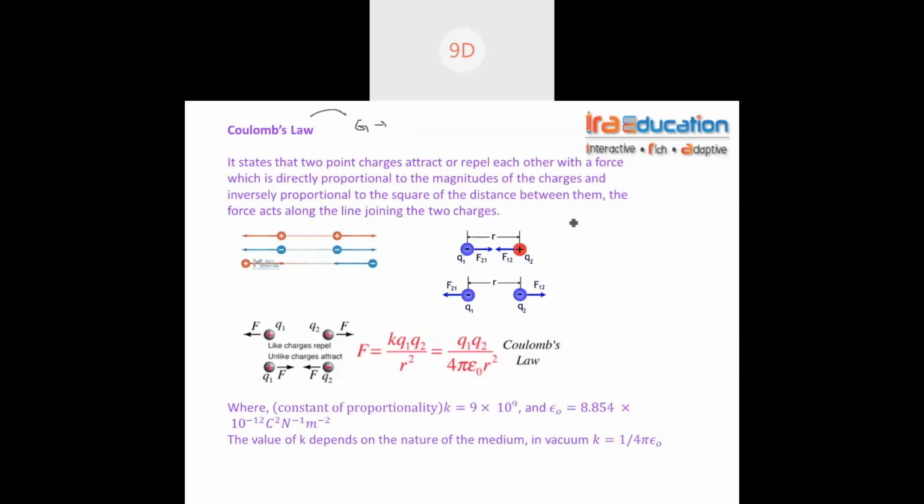If that's the case, then Coulomb is saying that the force between the charges is proportional to the product of the charges, and also inversely proportional to the square of the distance between them. The relation can be brought about in this way. F equals k q1 q2 by r square, wherein k is 1 by 4 pi epsilon naught.